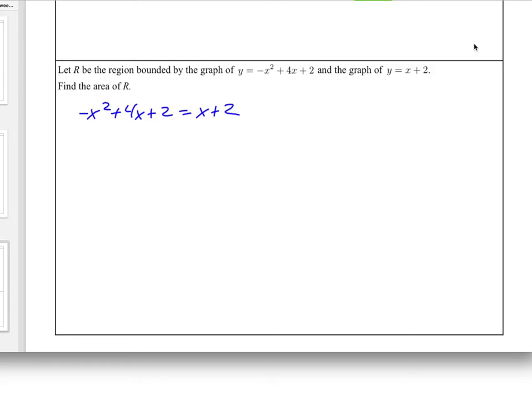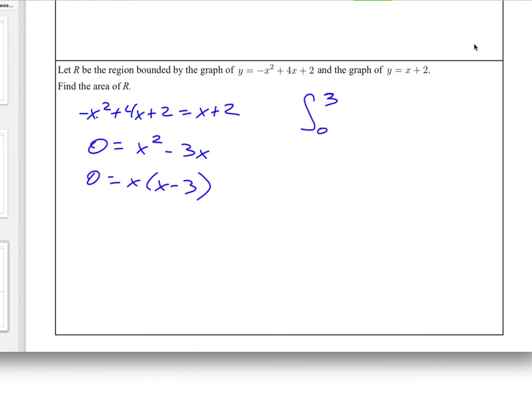Subtract those onto the same side. Which side do you want to go to? I would go to the right side. Why the right side? To get a positive x squared. So I'm going to have x squared minus 3x, and the 2's cancel. Factor out an x. And at this point we see that our limits are going to be 0 and 3.